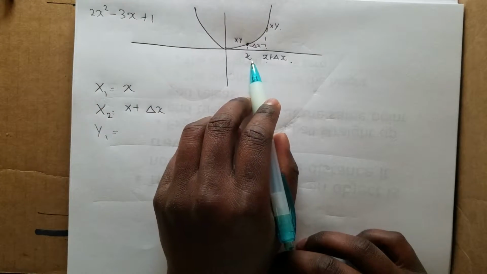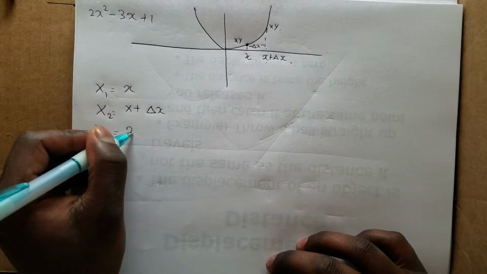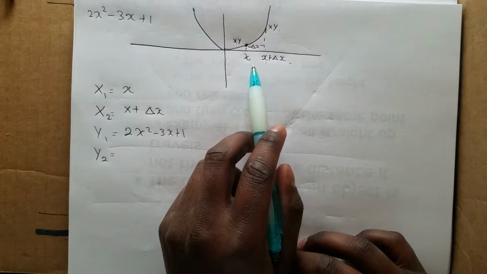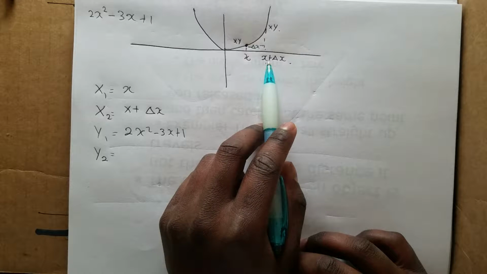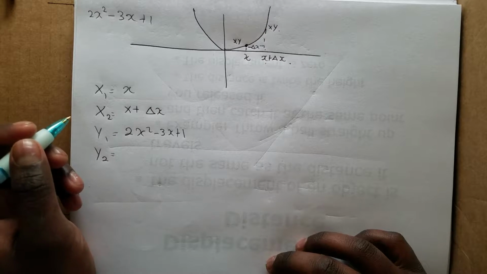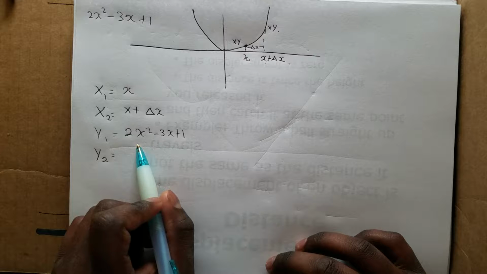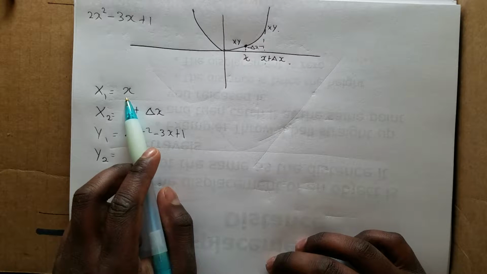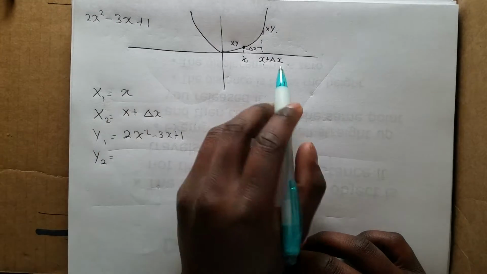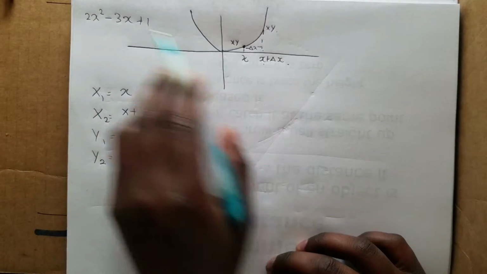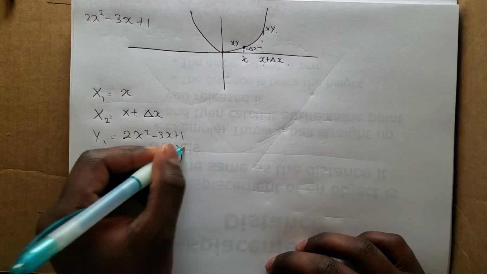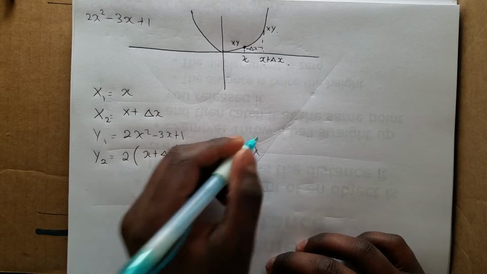Y1 would be, if the function is this, you plug x into the function and you get 2x squared minus 3x plus 1. To find y2, you plug x plus delta x into the function, just like you plugged x into the function for y1. So y2 would be 2 times (x plus delta x) squared minus 3 times (x plus delta x) plus 1.